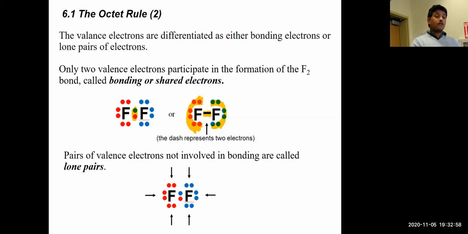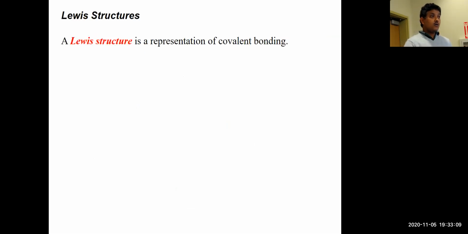Lone pairs are the electrons that an atom has, and the bonded electrons are the electrons present in between the atoms. Okay. So now that we know what the octet rule is, we are going to slowly move towards the Lewis structure. So what is a Lewis structure? I'm not going to fully discuss it here. Section 6.3 is where we will completely focus on Lewis structures. Here we are just going to discuss the basics and introduce what a Lewis structure is.